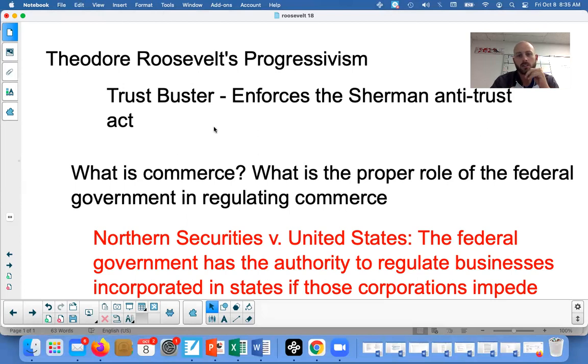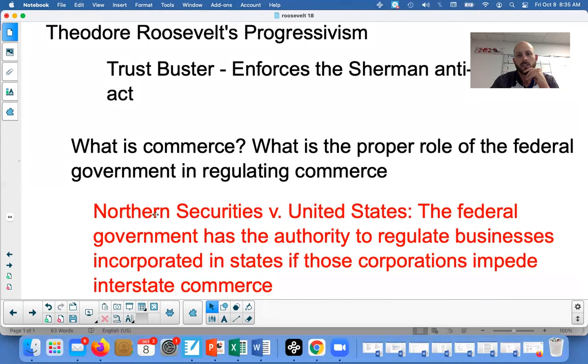And Northern Securities versus United States, a JP Morgan railroad trust, basically said, yeah, the federal government does have the authority to regulate businesses incorporated in states if those corporations impede interstate commerce. And so this gives the federal government new authority to regulate trade between states. And later on, the Supreme Court will even say that even if your trade doesn't go between states, but is necessary for interstate commerce, the government can regulate you. So we're seeing the expansion of the regulatory powers of the federal government, taking that power away from states.